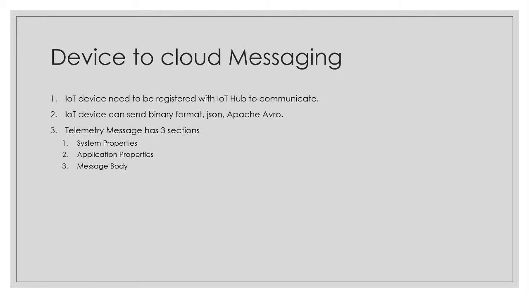Coming to device to cloud messages, the IoT device needs to be registered first with the IoT hub to communicate. Without registering a device, you will not be able to connect with the Azure IoT hub. When you are sending messages from the device, you can send them in a binary format, as well as in JSON and Apache Avro formats. These messages mainly have three sections. One is the system property. The system property contains properties such as message ID, device ID, and the chosen authentication method, whether it is SAS, X509, or TPM.